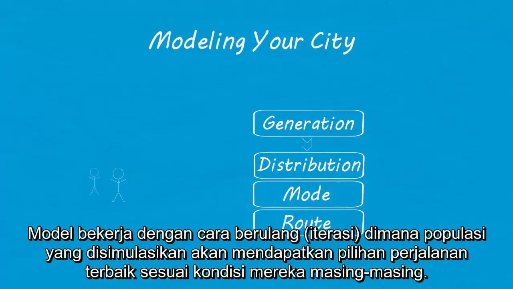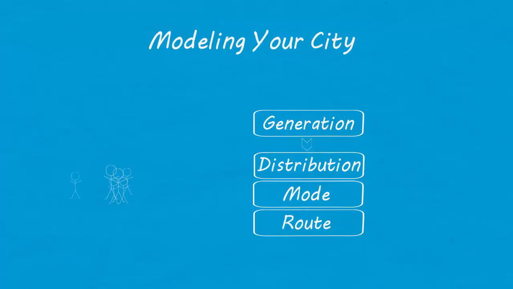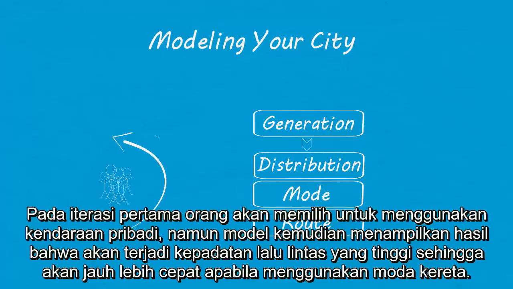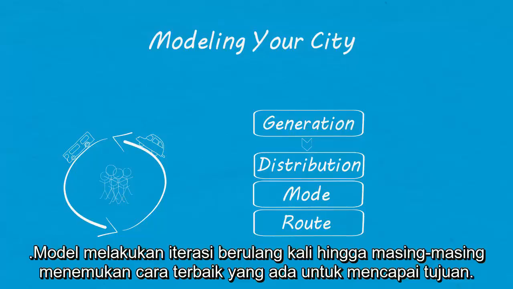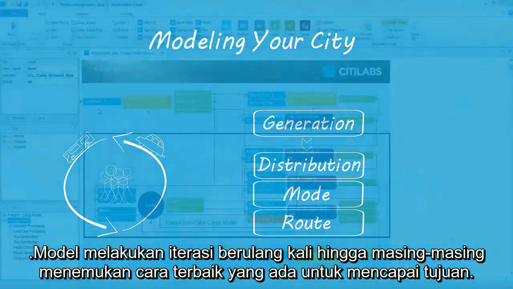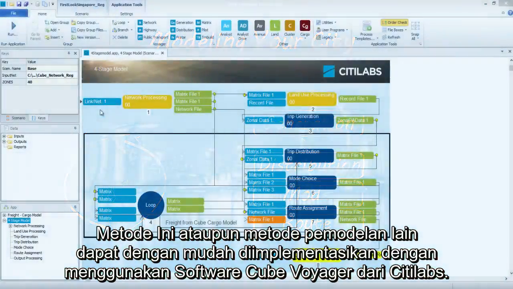It works in a very iterative fashion as the simulated population learns the best decisions for their own situation. The first time everyone may choose to take their own vehicle, but then the model feeds back that the congestion is way too high and it would be much quicker to take the train. The model iteratively loops over these decisions again and again until everyone is finding their own best possible way to reach their destination. This or any other modeling framework can easily be implemented in Citilabs' Cube Voyager software.